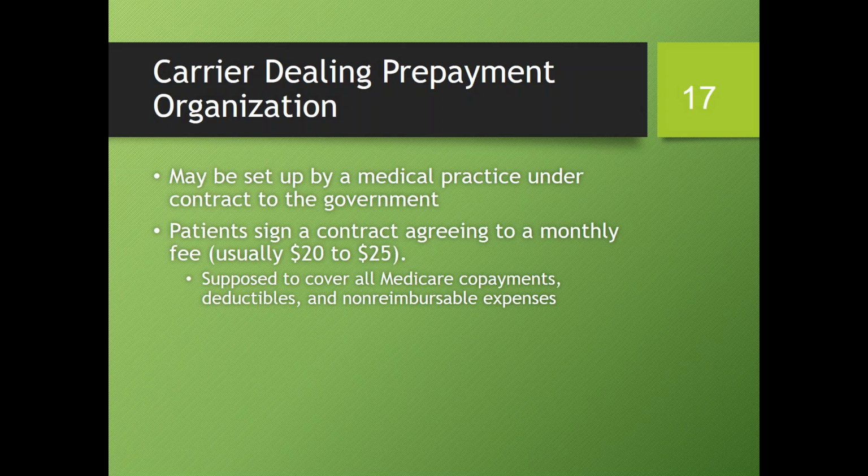Carrier dealing prepayment organization may be set up by a medical practice under contract to the government. Patients sign a contract agreeing to a monthly fee, usually between $20 and $25. It's supposed to cover all Medicare copays, deductibles, and non-reimbursable expenses. Practices of 12 to 15 physicians are opting to run their own plans instead of being run by HMOs.